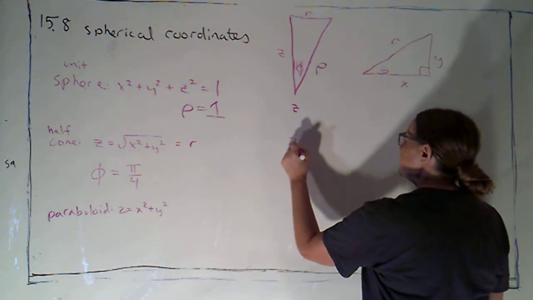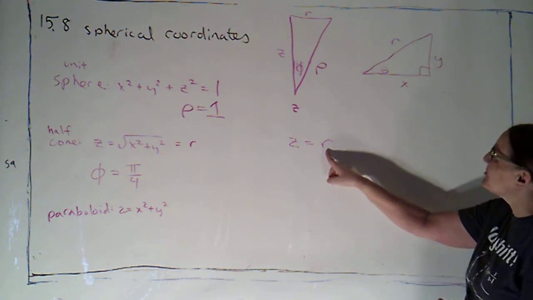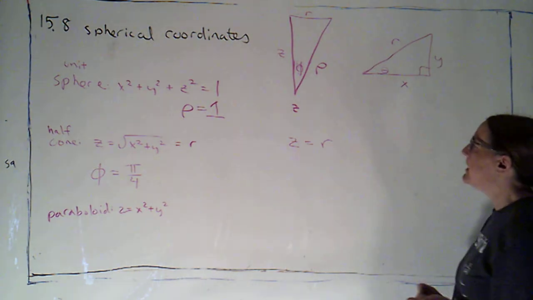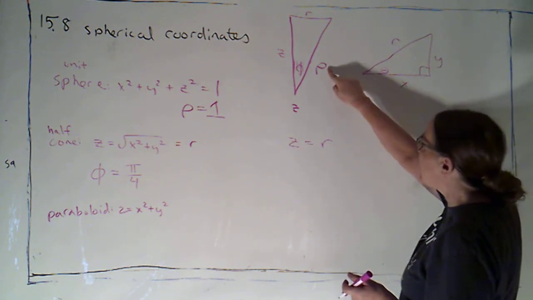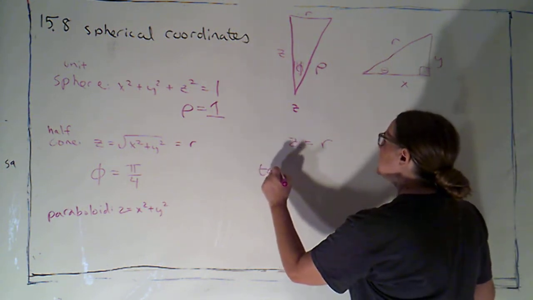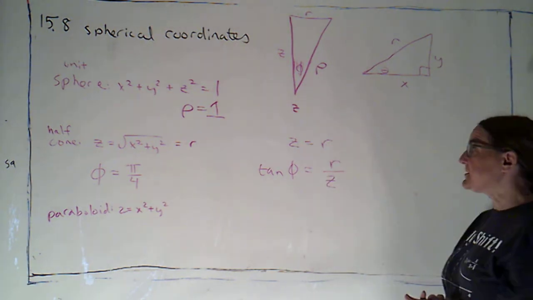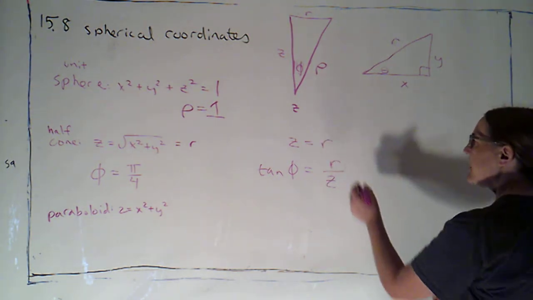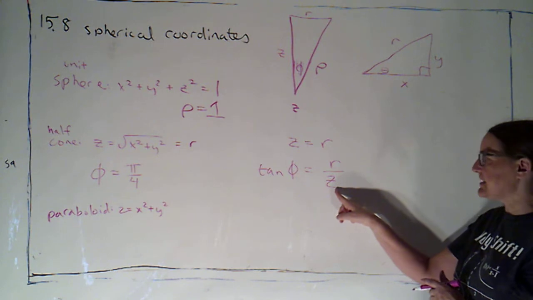So we said this is equivalent to z equals r, going to cylindrical coordinates here. And I want to try to get to an equation that just involves rhos, phis, and thetas. Okay. Well, if I take a look, I know that tangent of phi was equal to r over z. Okay. So if z is equal to r, then r over z is going to be 1, except in the case where z is equal to 0.